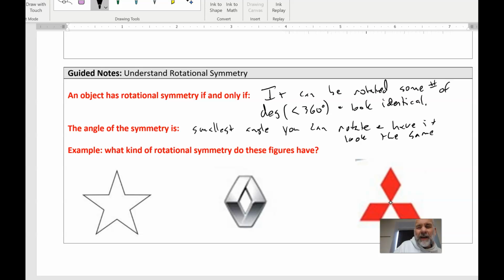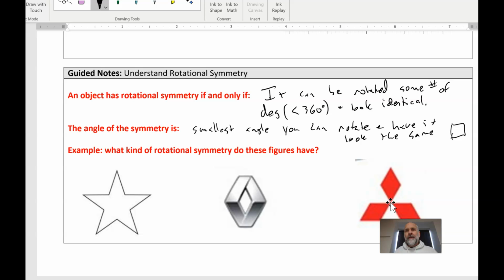The idea on this is to take a square. You can rotate it 180. So yes, it has 180 degrees rotational symmetry, but you can rotate less than that. So we'd actually say this thing has 90 degree rotational symmetry. That would be the angle of rotation or the angle of the symmetry.